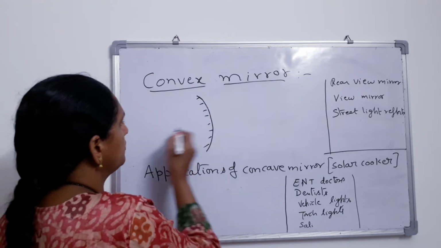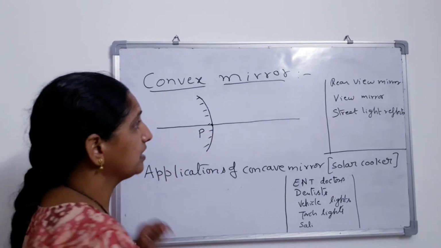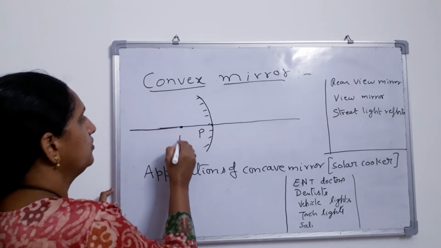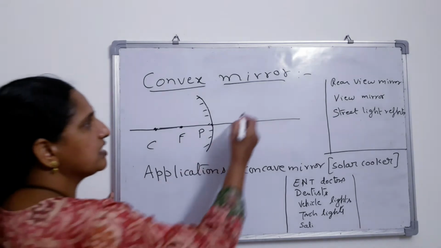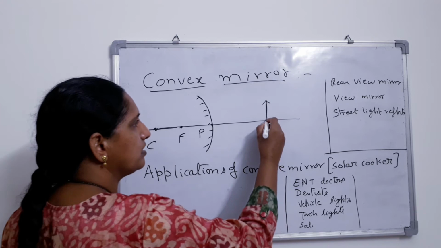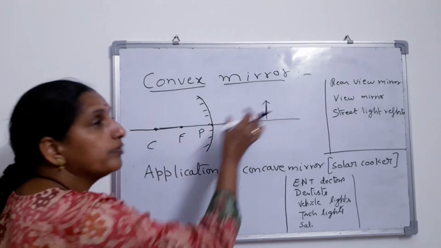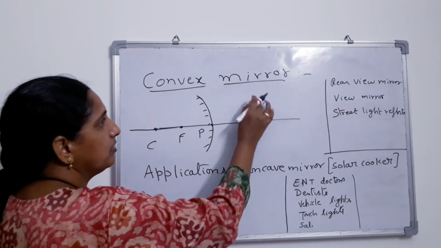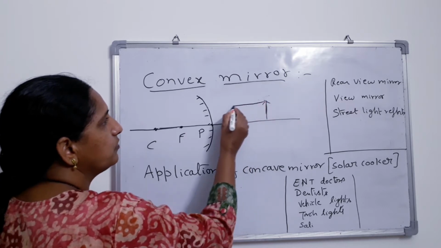Now let us see, this is a convex mirror. The reflecting surface is bulged outward. Passing through the pole is the principal axis. You have F and C. Now let us take an object. This is an illuminated object from which the light rays are falling on the mirror. When you draw with a scale, it will be easy for you.